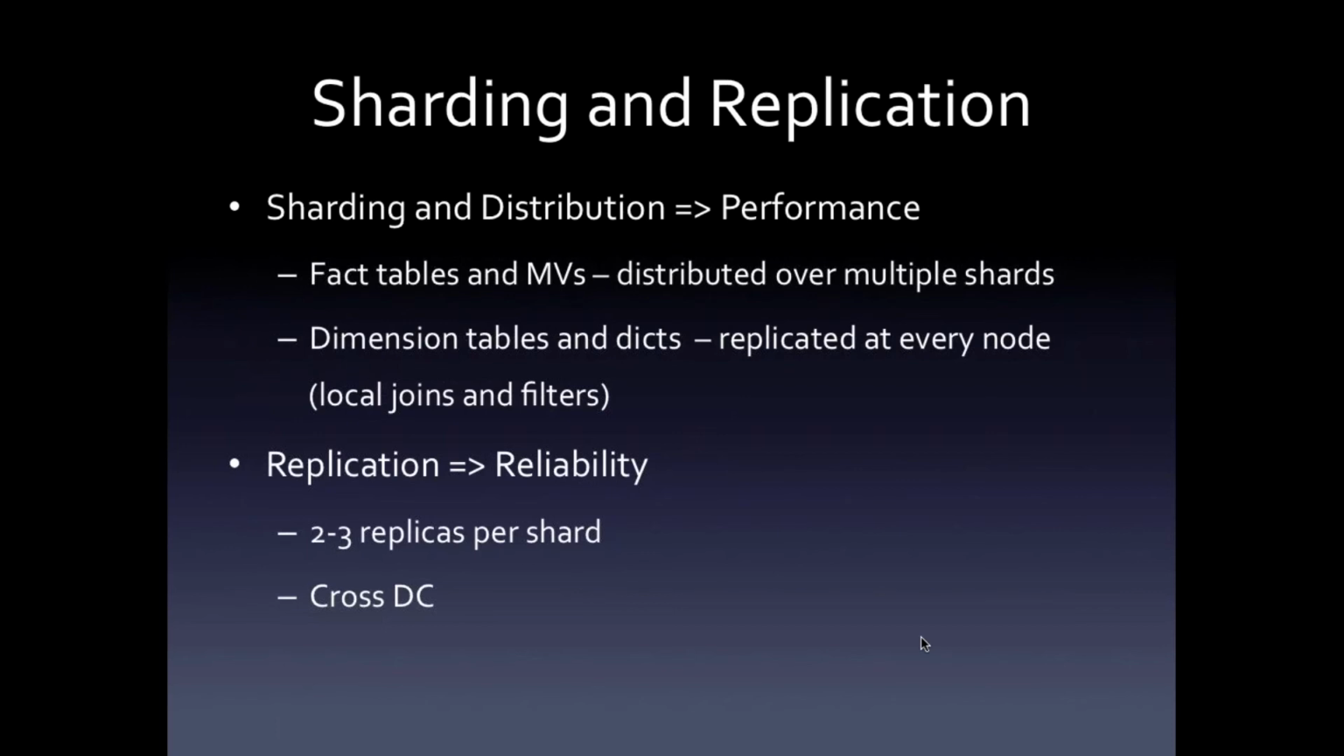Replication, in turn, stands for reliability, and it makes sense to have 2 or better 3 replicas per shard for quick recovery. It's possible to have cross data center replication as well, but beware of some Zookeeper issues with that.